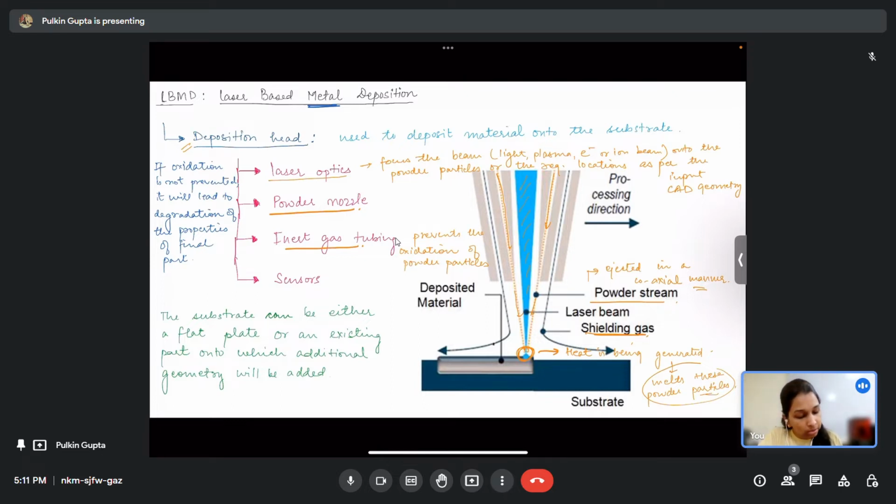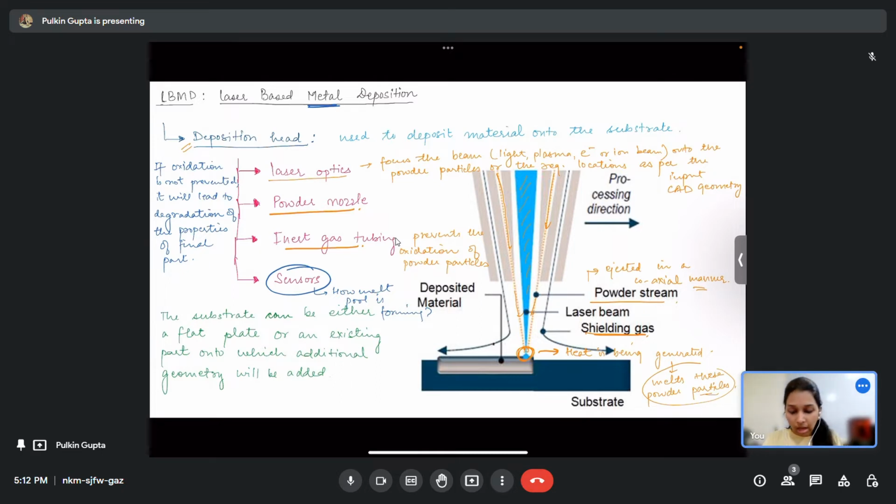And then this deposition head sometimes consists of sensors as well. Okay, so these sensors sense what kind of deposition is being done, or how the melt pool is forming, what is the pool depth, etc. So the function of sensors is to sense all such activities. It is basically an optional part. It is not a necessary part of any kind of deposition head.